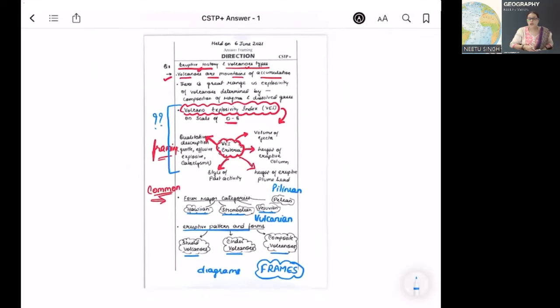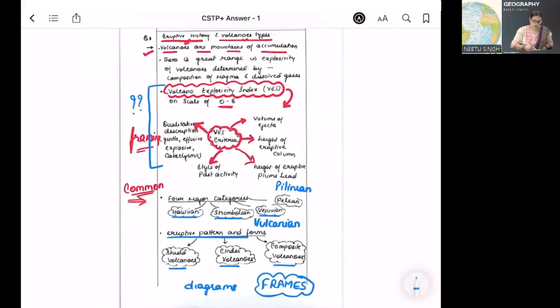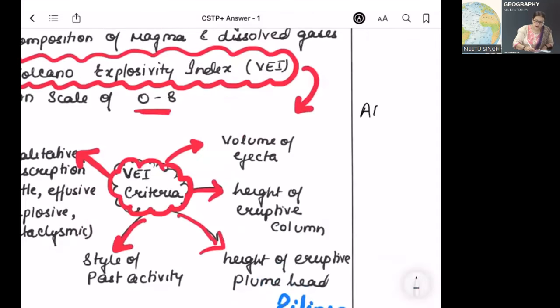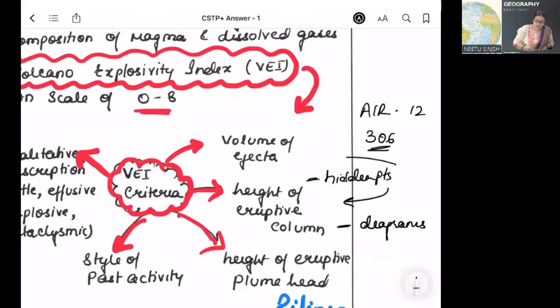We give you as your answer frame a descriptive model answer in every case. And I think I have made the point clear. Again, repeating: if I now try to judge the point of difference that we are continuously saying, for AIR 12, 306 marks will be relating to these hidden points and diagrams, because that makes a lot of difference. Always remember, I need to have a complete understanding of the topic, then only I can write.